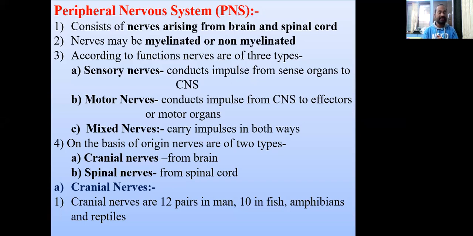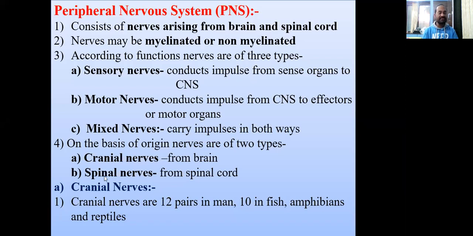And sometimes they are performing both roles, incoming as well as outgoing. When both sensory and motor functions are performed by such a type of nerve, they are said to be mixed nerves. So sensory, motor, and mixed, these are the three types of nerves that you can find in the peripheral nervous system. Okay, then depending upon where the nerves are arising from, whether they are arising from the brain, we call them cranial nerves.